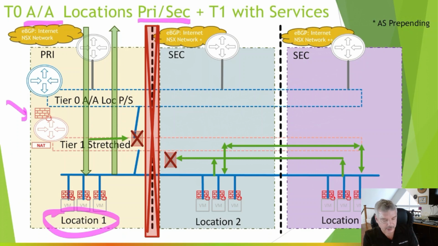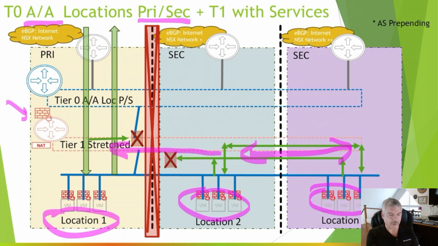Since we lost communication between them, east to west for location 2 and 3 still works. So these VMs on 2 and 3 can still talk to each other. But if they try to talk to any VMs on location 1 or get out, they're toast because we lost the connection between them, okay?